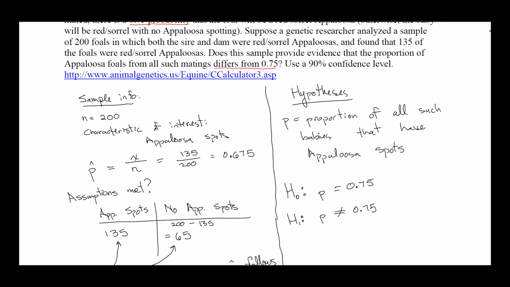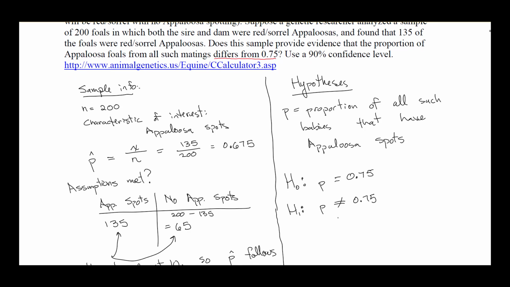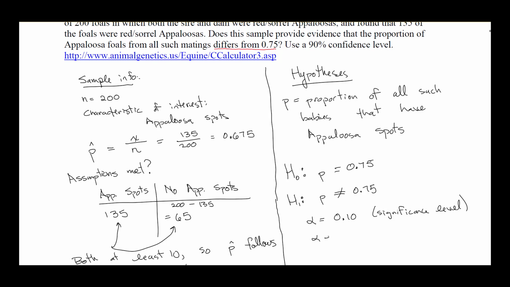Okay, I'm also going to write my alpha here. So my confidence level is 90%. So my alpha is 0.10, and we can also call that the significance level. And so remember, we get that from taking 1 and subtracting the 0.90. So we've seen that before for sure.